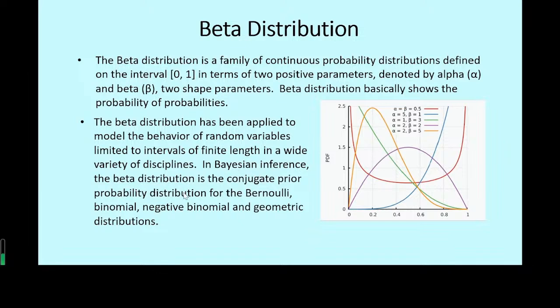Because the beta distribution is also conjugate with the binomial, negative binomial, and geometric distributions in Bayes inference. This figure shows several beta distribution density curves with different alpha and beta.